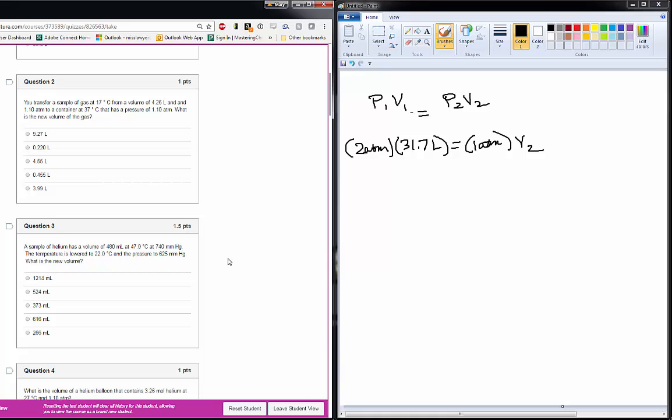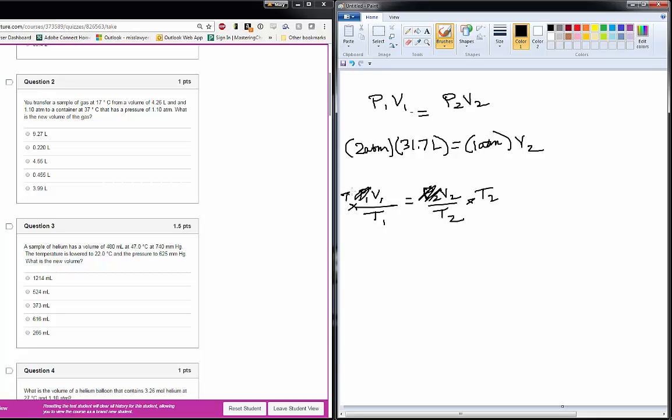Let's see. If I transfer a sample of gas at 17 degrees Celsius from a volume of 4.26 liters and 1.1 atmosphere to a container at 37 degrees Celsius that has a pressure of 1.10 atmospheres, what is the new volume? Look, the pressure is the same. So I don't need the combined gas law, but just again to show you, pressure is the same, so that cancels. You could actually plug the pressure in, it just is unnecessary. It won't change the answer you get, but we get V1 over T1 equals V2 over T2, and we're calculating for V2, so I'm going to multiply both sides by T2.